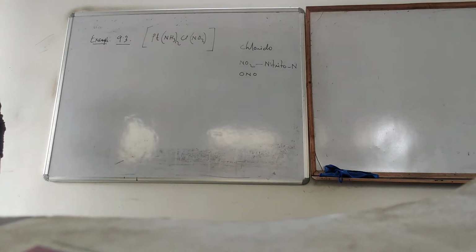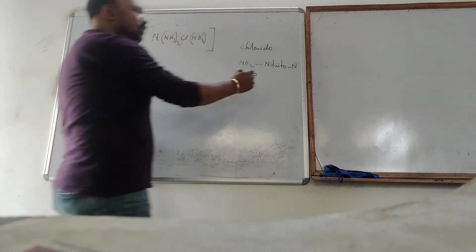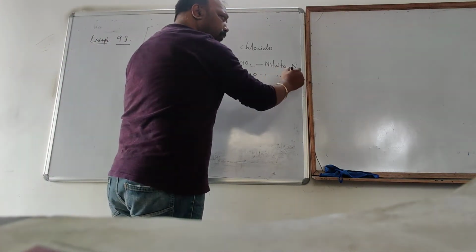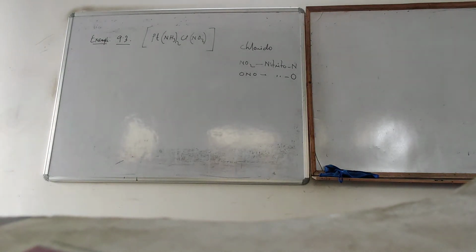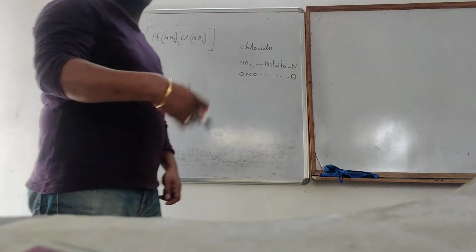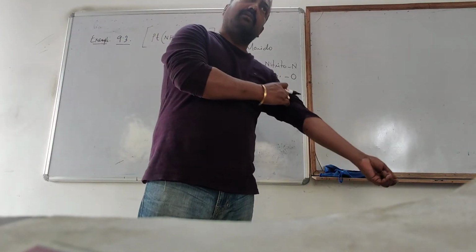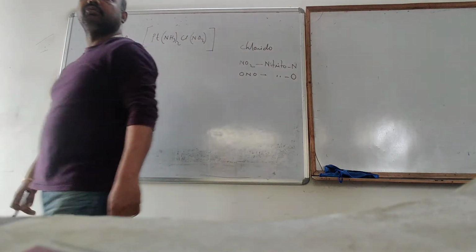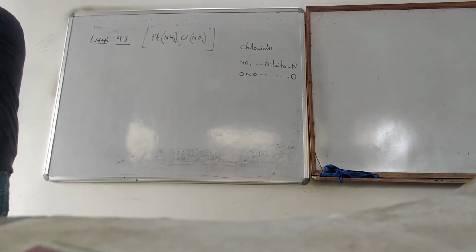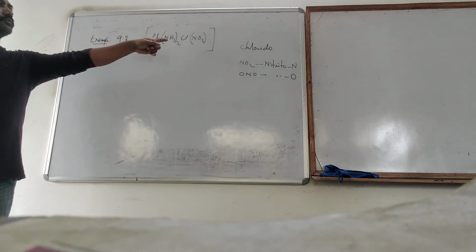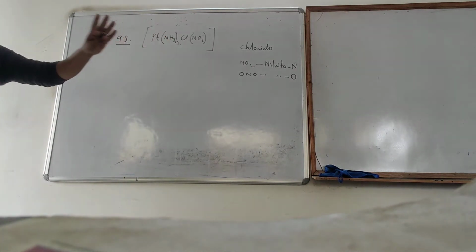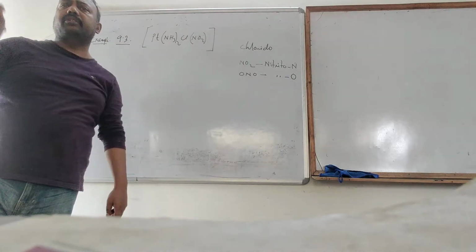So the name of it is nitrito N. And this is obviously called nitrito O because O is the donor site. So we have to distinguish them by name, right? What ligand we are writing. Both have valency or oxidation state -1. And both are monodentate ligands. Fine? So this particular complex is done.